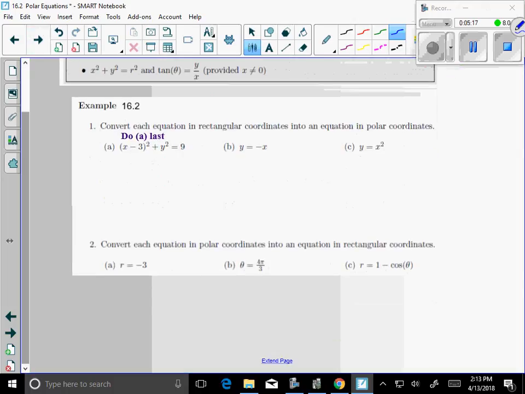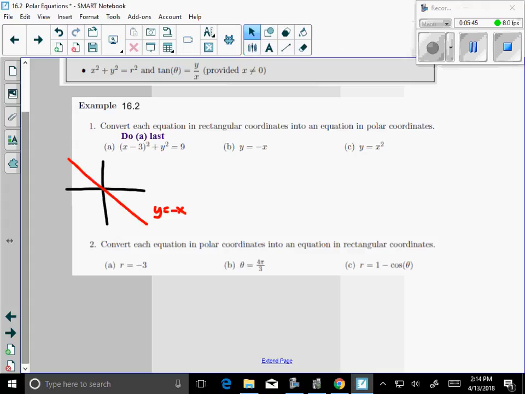So let's look at B first here. Can we all agree in rectangular form that if I drew a picture of y equals negative x, that's what it would look like? You okay with that? Decent? Yeah? Okay. On the previous page, what did we say y equaled? R times sine theta, and x equaled r cosine theta.